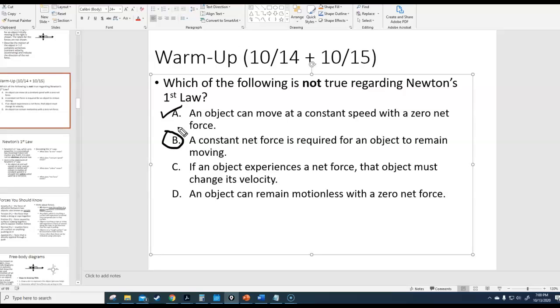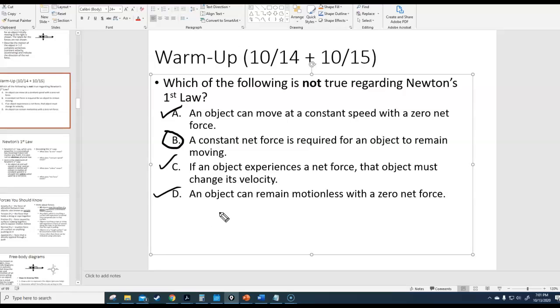C says if an object experiences net force, that object must change its velocity. That is true because, going back to the first law, an object in motion remains in motion at constant velocity unless acted upon by a net force. So if there is a net force acting on an object, that object's velocity must change. And so C is a true statement. And then D says an object can remain motionless with a zero net force. That is also true. That's the object at rest remains at rest part.